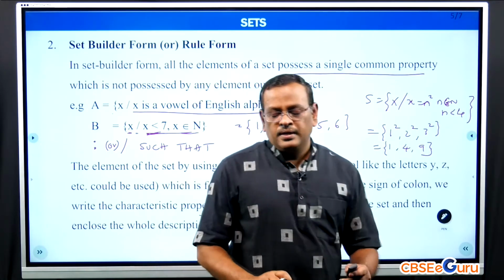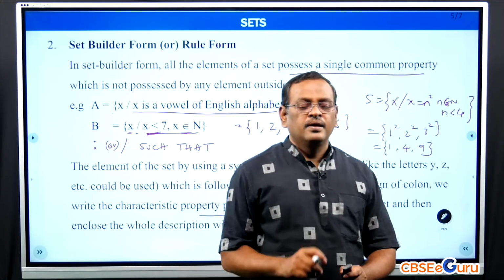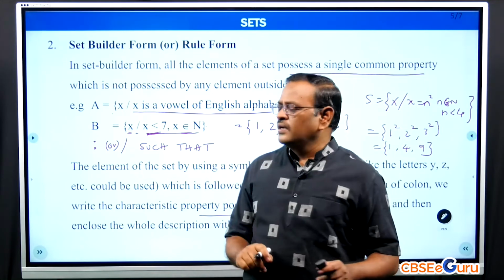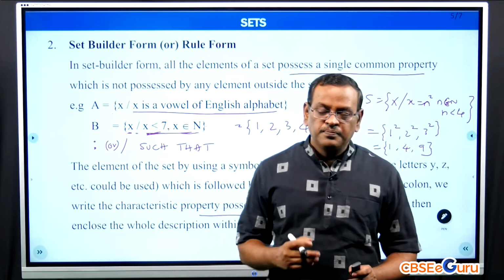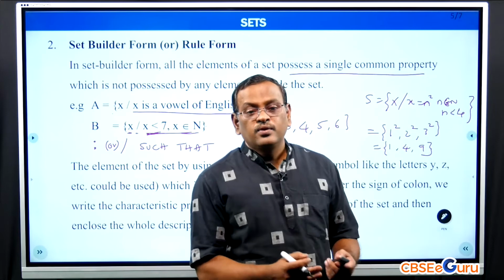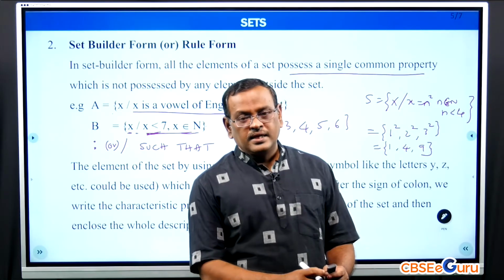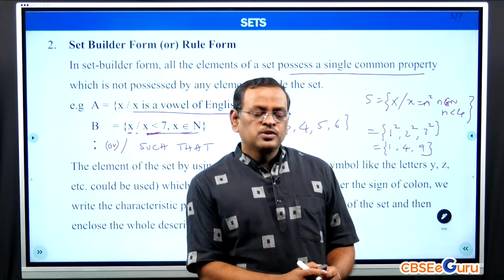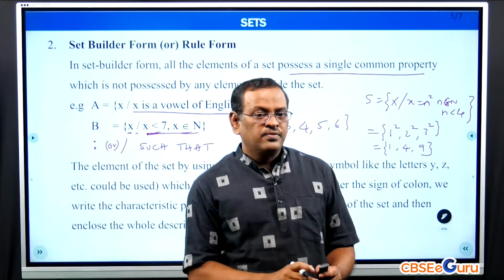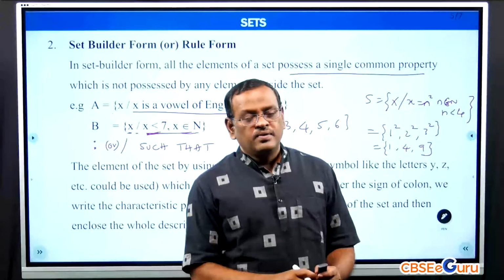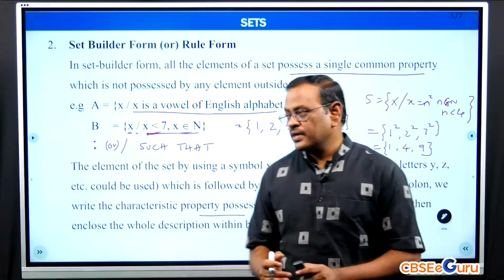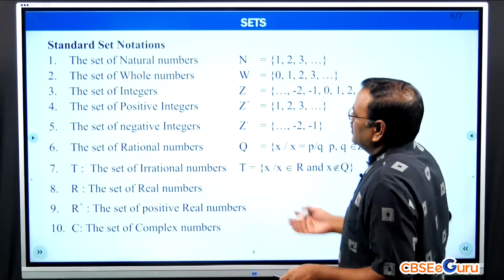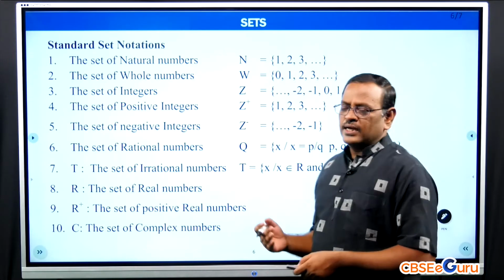So, very important property. And what is the advantage of this set builder form? Whenever the set is infinite, you can't list all the elements. So, in that case, roster form or list form is not easy, so you can use this set builder form. This is one very important advantage of set builder form. Okay. Now, this is a lower class concept only.